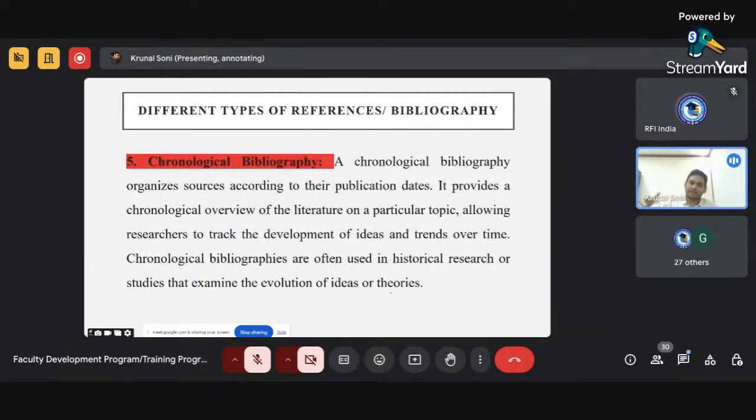Chronological means A to Z, right? So you arrange them into sequence alphabetically or by number, whatever is preferable. Either you can do it from the name of the person alphabetically, or you can always start from the year of publication, in terms of earlier to recent or recent to earlier. Depends upon the researcher's choice and the need of the journals.